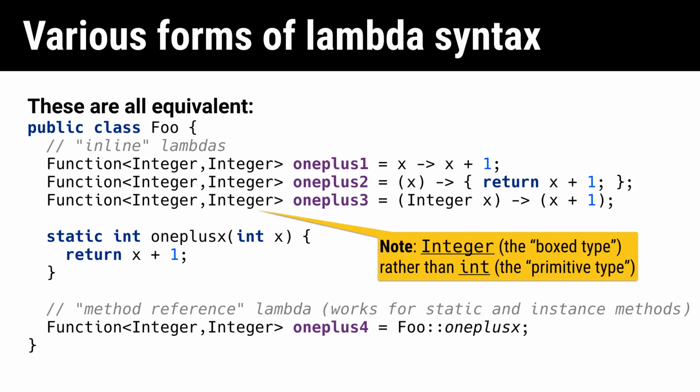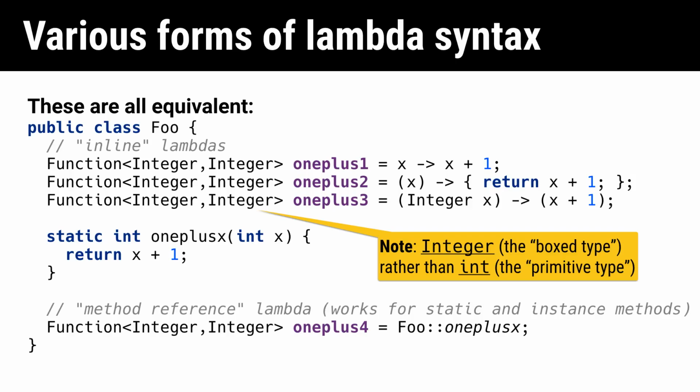Although I want to point out that we're using capital I Integer rather than little i int. Why? Because Java type parameters must be boxed types. They must be object or other object types. They can't be primitive types like int, double, or boolean. You have to use the uppercase boxed versions.